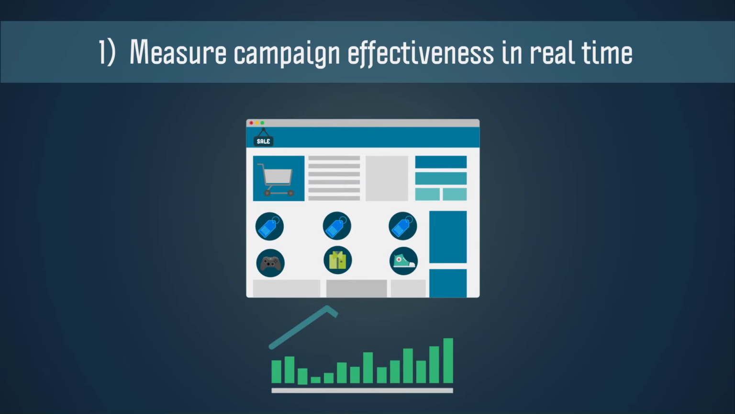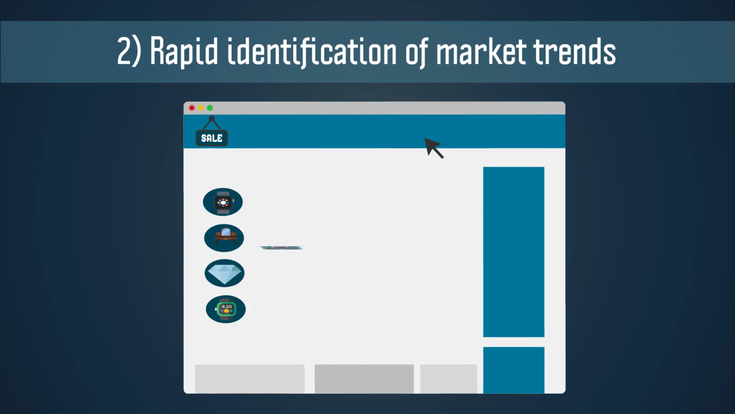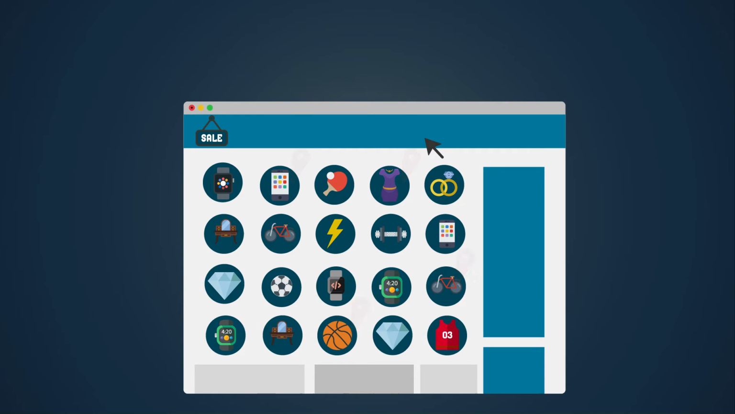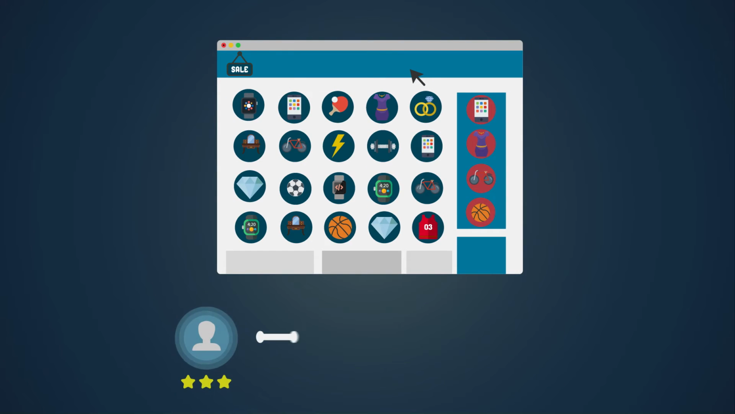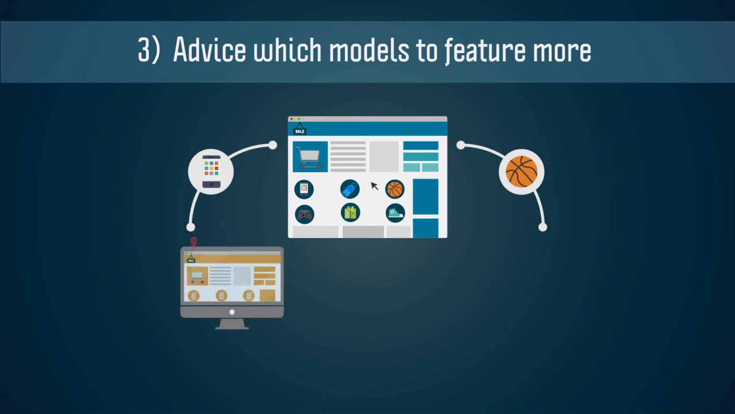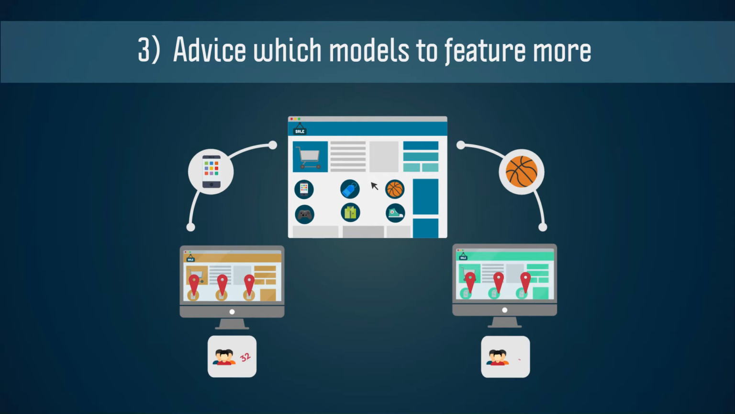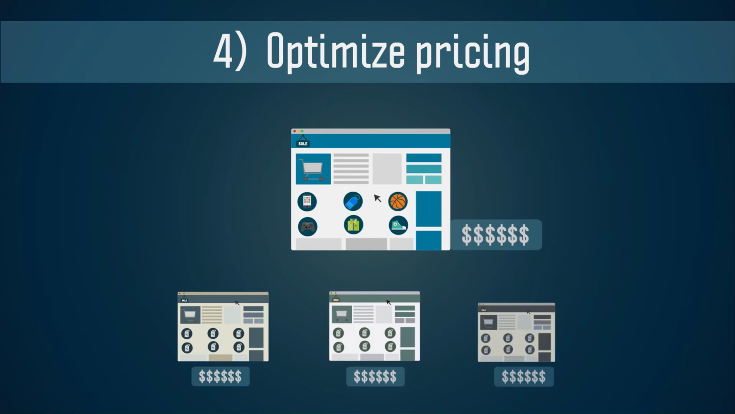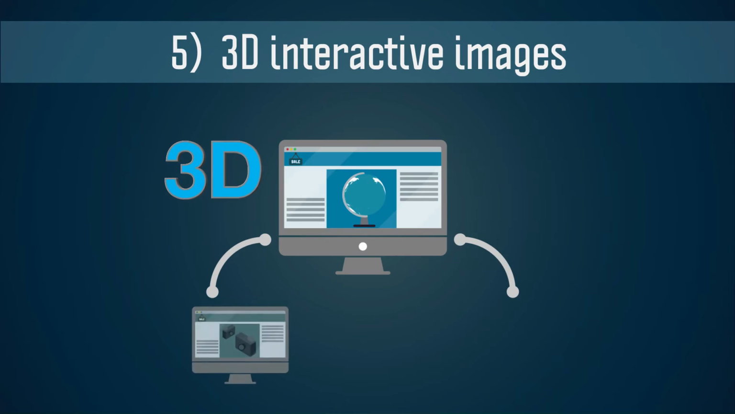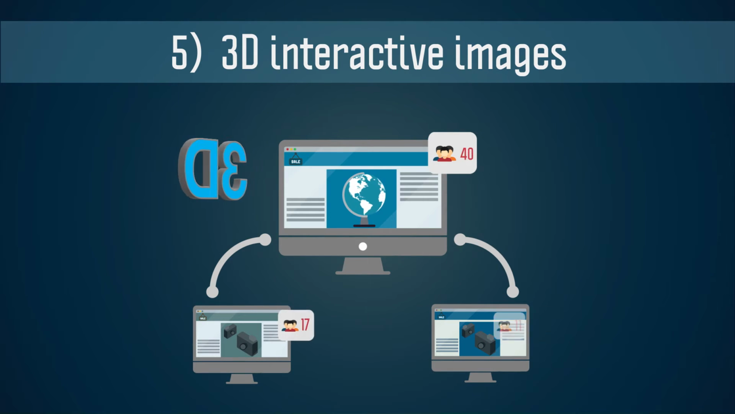You can measure campaign effectiveness in real time, rapid identification of market trends, and by that, improvement of the inventory and supply chain management by knowing which products are getting more attention. Advise partner sites which model to feature more prominently based on relative views. Optimize pricing based on prices of competing models. Engage your customers by getting 3D interactive product images that can be easily accessed by any site selling your products.